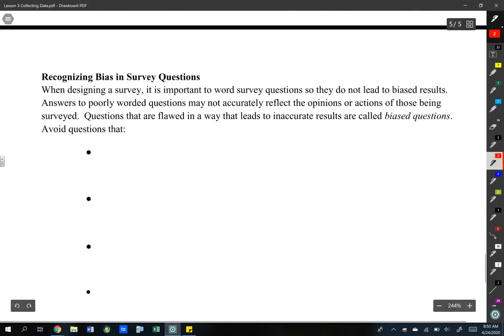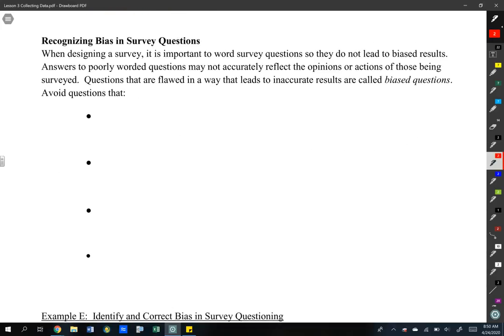All right, last page. Recognizing bias in survey questions. When designing a survey, it's important to word survey questions so they do not lead to biased results. Answers to poorly worded questions may not accurately reflect the opinions or actions of those being surveyed. Questions that are flawed in a way that leads to inaccurate results are called biased questions. All right. You want to avoid questions that, number one, encourage a particular response.